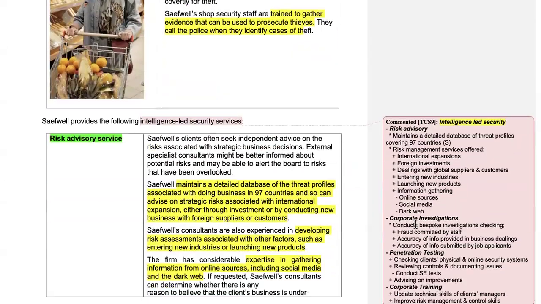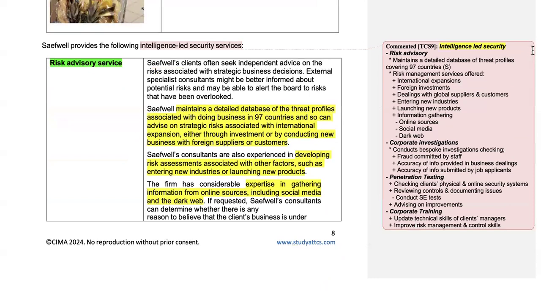And let's try to understand the type of intelligence-led security services provided by Saefwell. We are providing four main types of services. We are providing risk advisory services. We conduct corporate investigations on behalf of our clients, and we also conduct penetration tests, and we carry out corporate training initiatives. So what type of risk advisory services are we offering?